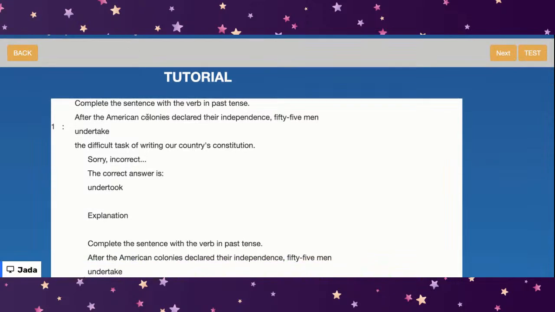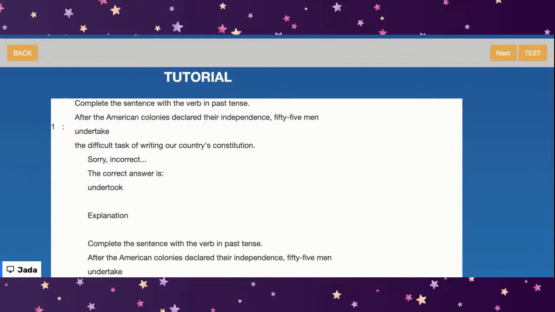So let's look at some example sentences before we move on to our test. So, after the American colonies declared their independence, 55 men undertake the difficult task of writing our country's constitution. So now, undertake, you have to complete the sentence with the verb in past tense, okay? So you have to write the past tense form of the verb, okay? That's what you have to do in each sentence. You write the past tense form out.